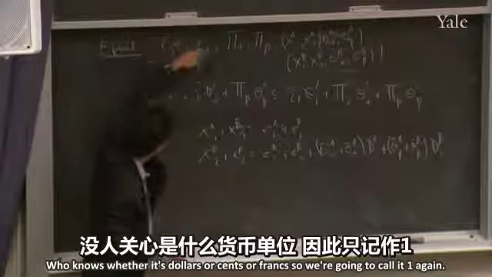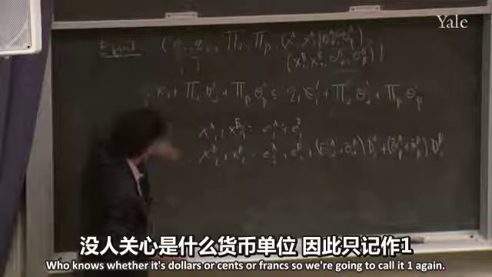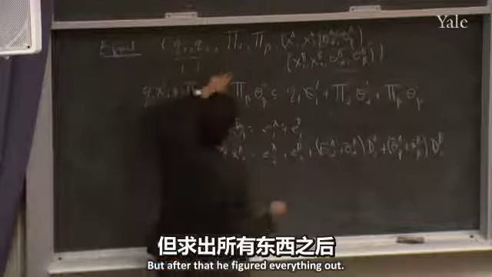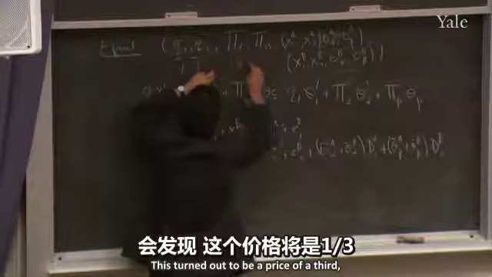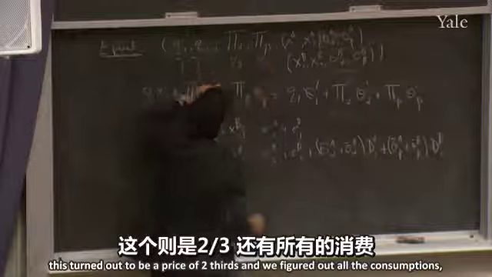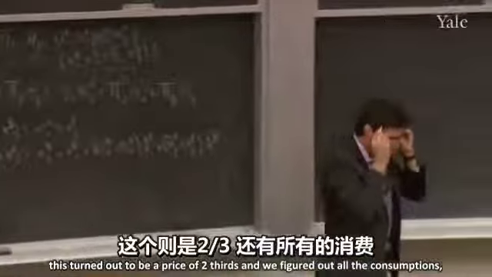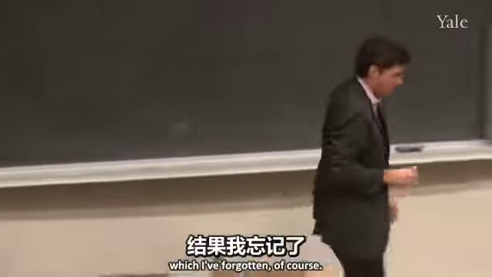Who knows whether it's dollars or cents or francs? So we're going to call it 1 again. But after that, he figured everything out. This turned out to be a price of 1/3. This turned out to be a price of 2/3. And we figured out all the consumptions, which I've forgotten, of course.